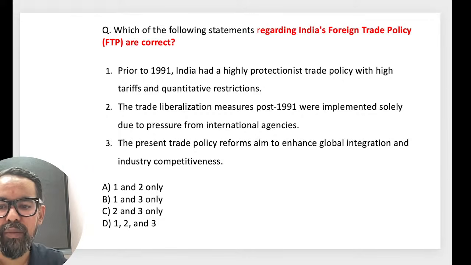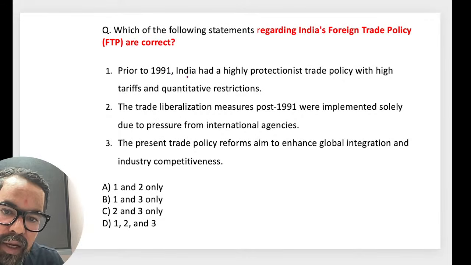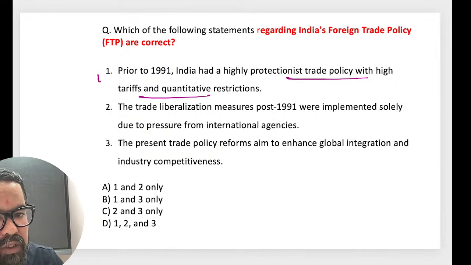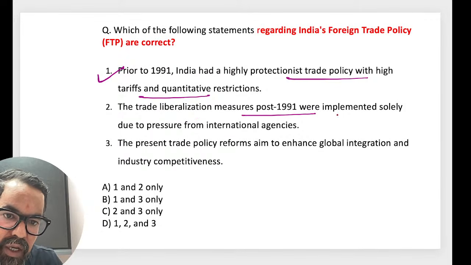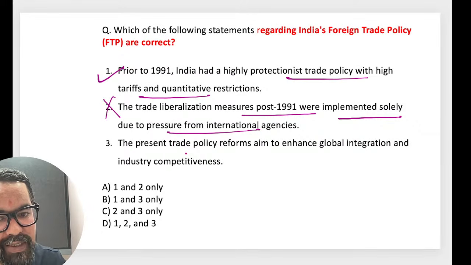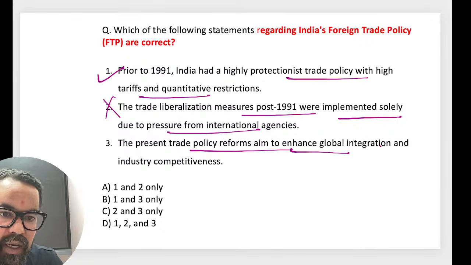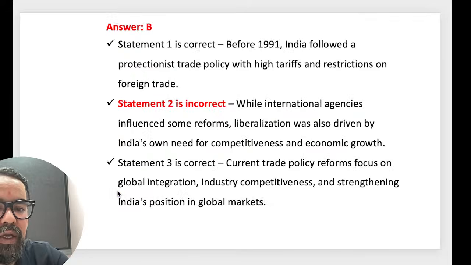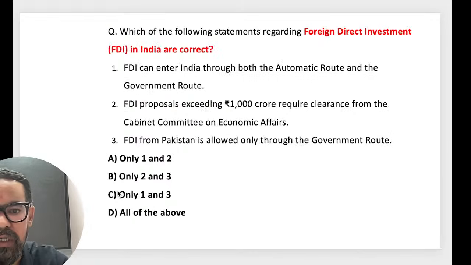Okay, everybody is saying B. Prior to 1991, India had a highly protectionist trade policy with high tariffs and quantitative restrictions. Trade liberalization in 1991 was implemented solely due to pressure? No, it was the need of the economy. The present trade policy reform enhanced global integration and industry competitiveness. Okay, 1 in 3, without any doubt, B will be the right answer for this one.